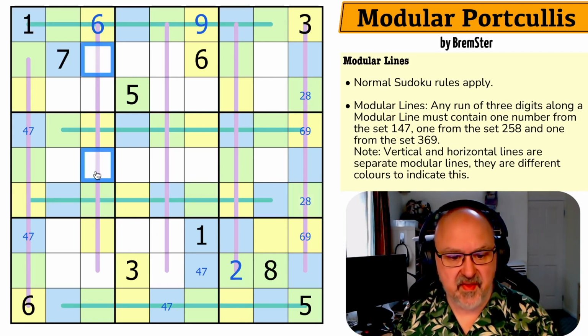And similarly, that and that must be the same, but I've already... Oh, yeah, I could make that green. Now I've got all the greens. These have to be blue.